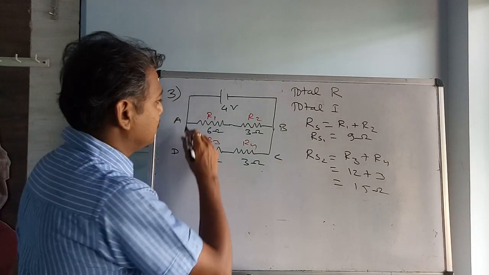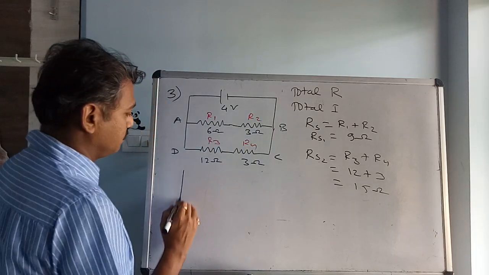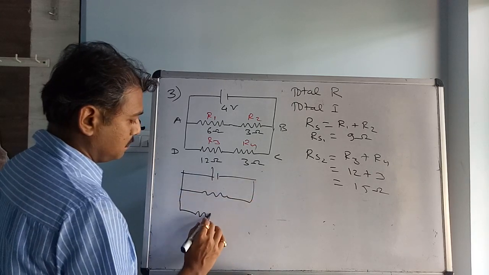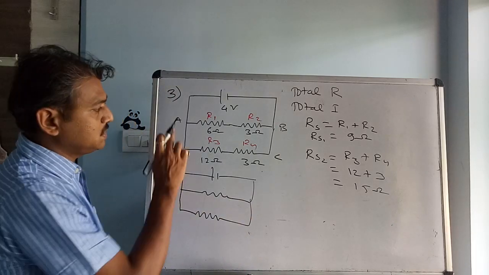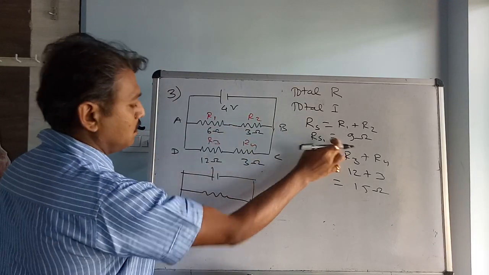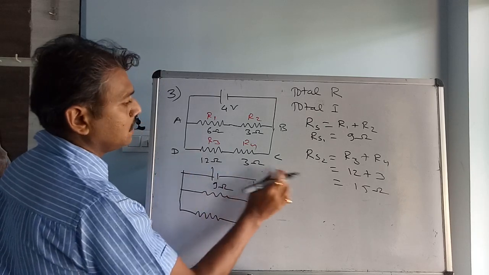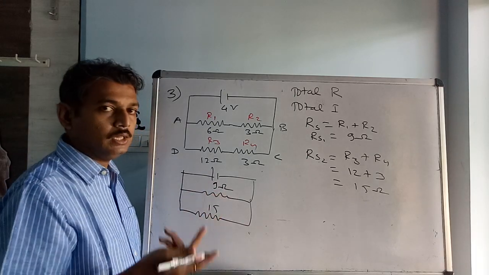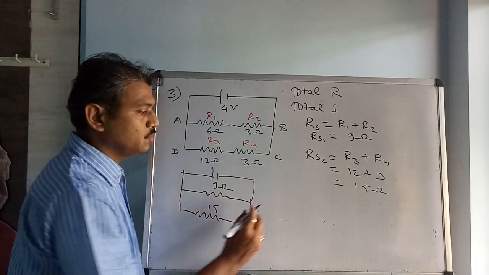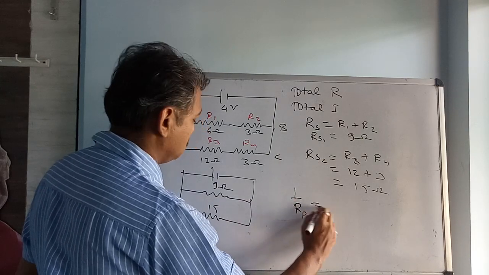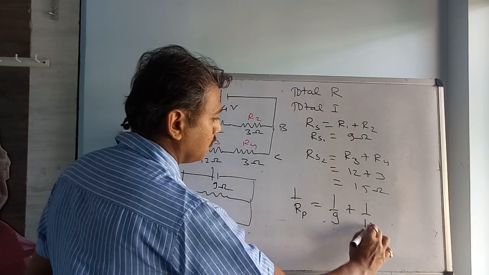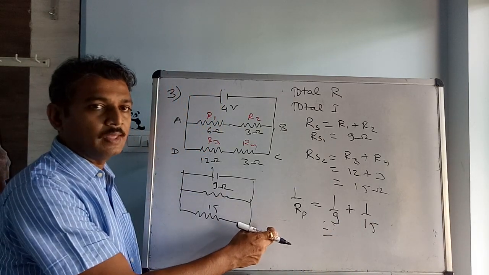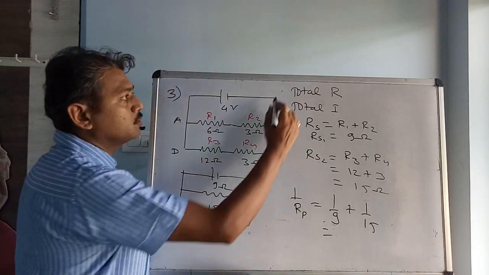Now if you see, this diagram has changed in this way. This AB, one resistance we got 9 ohm. This CD, one resistance we got 15 ohm. So now this 9 and this 15 are in parallel with each other. So now you can put the formula 1 upon Rp is equal to 1 upon 9 plus 1 upon 15. So here you will get one answer for parallel combination. It means now you got total resistance.